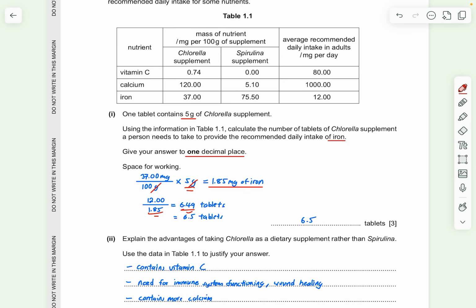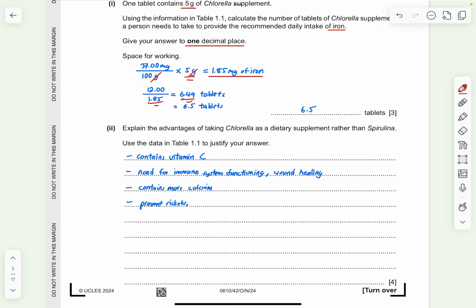What can you see is different? What can you see is adding? So see the values. There is vitamin C, there is calcium, but the iron does not change that much, which we can actually ignore. So we can just mention that it contains vitamin C, and the function of vitamin C is for immune system function and wound healing, and it also contains more calcium, which helps to prevent rickets.